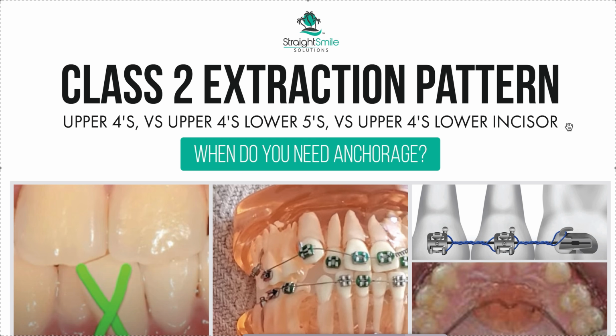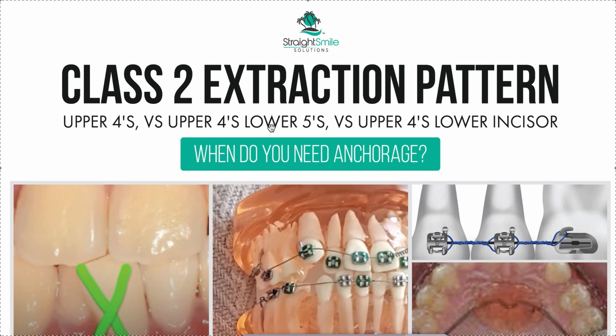Okay, the other premolar extraction pattern, this would be for half step class 2. That means somewhere in the neighborhood of 2, 3, and 4 millimeters of class 2, not full cusp class 2. Then that's going to be upper 4's lower 5's. Okay. Now, there's a few derivations of this.